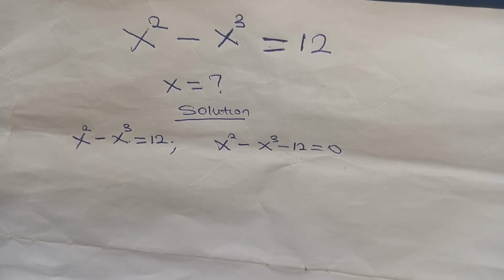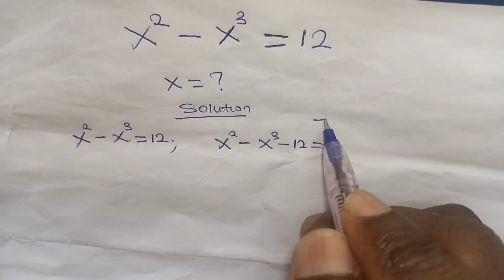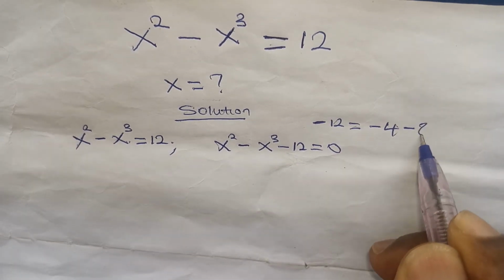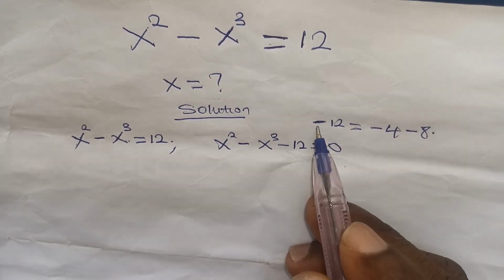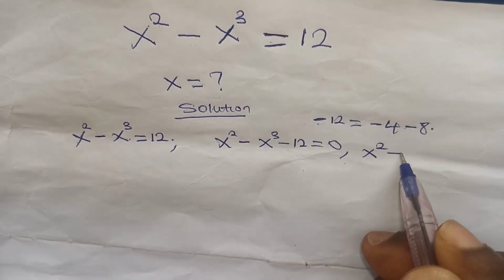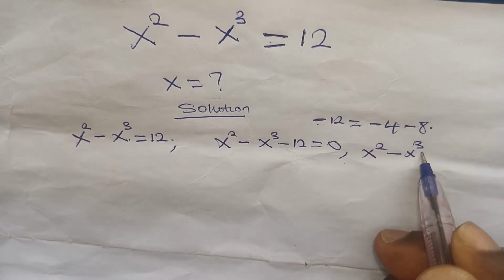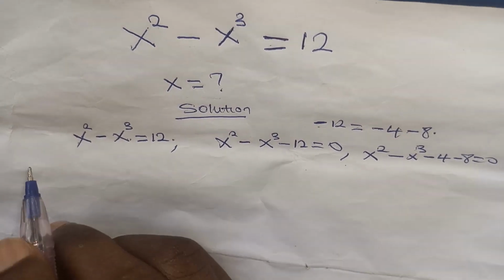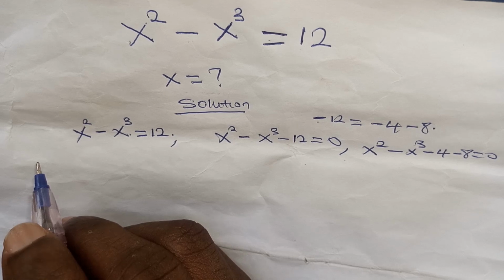I can rewrite my minus 12 as minus 4 minus 8. So in the place of minus 12, I can put minus 4 minus 8. So I'm having x squared minus x cubed minus 4 minus 8 equals 0.